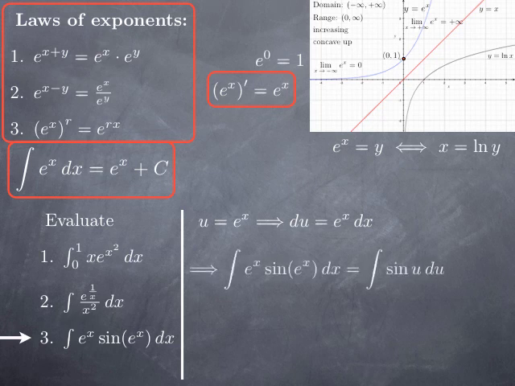In other words, this integral can be rewritten integral of sine u du, and an antiderivative of the sine function is negative cosine, so we obtain negative cosine u up to a constant. And to write the antiderivative in terms of x, we plug back the value of u and obtain negative cosine of e to the x up to a constant.